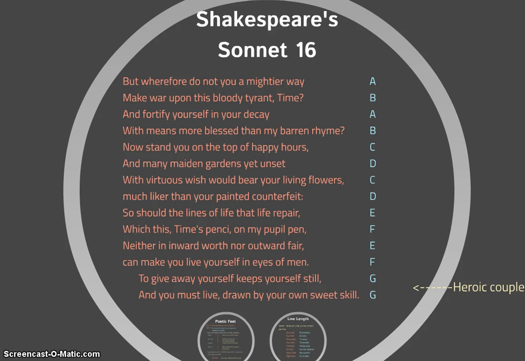As we can see, it follows the A-B rhyme scheme throughout. But the last two lines do not follow this, and this is common of all Shakespearean sonnets. That's because the last two lines are the heroic couplet, which always rhyme with one another.